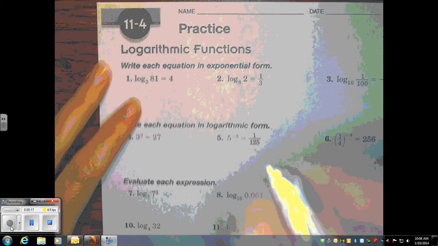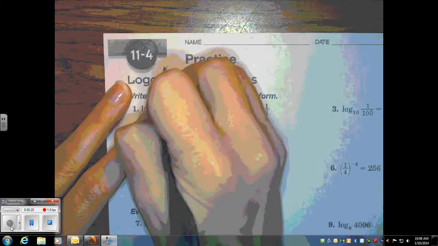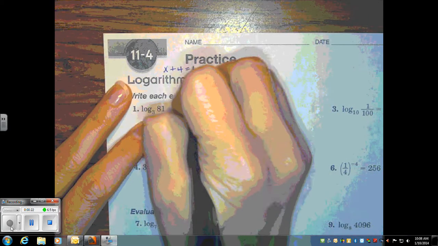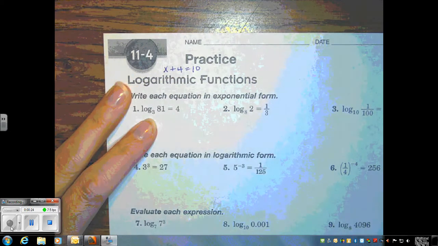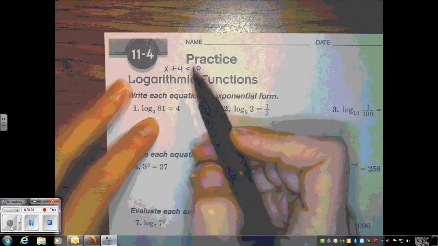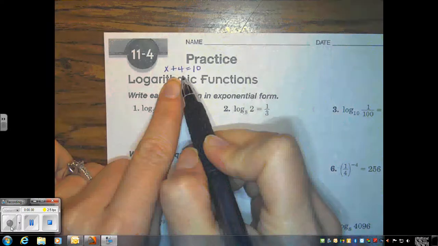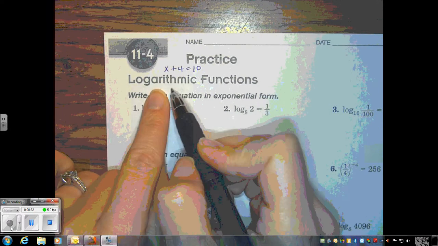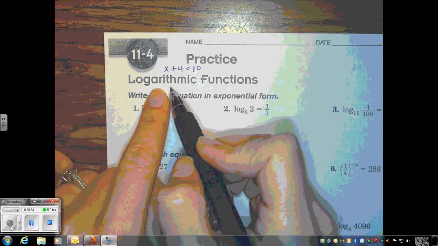Let's say, and don't write this down, but let's say I have x plus 4 equals 10. How am I going to solve for x? Subtract 4 from both sides, because subtraction is the inverse operation of addition. Logarithms are the inverse operation for exponents.